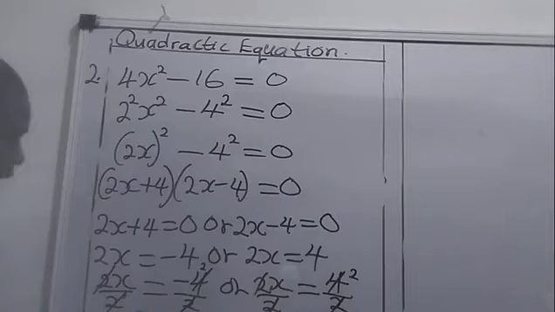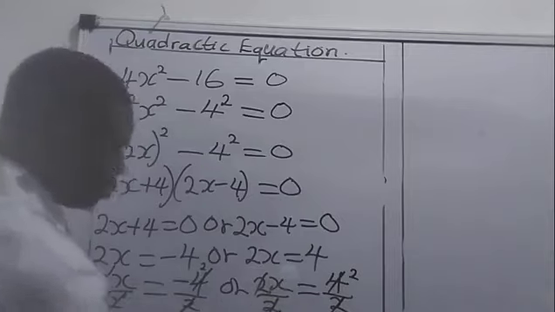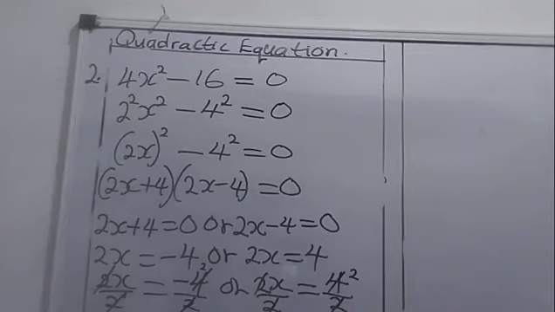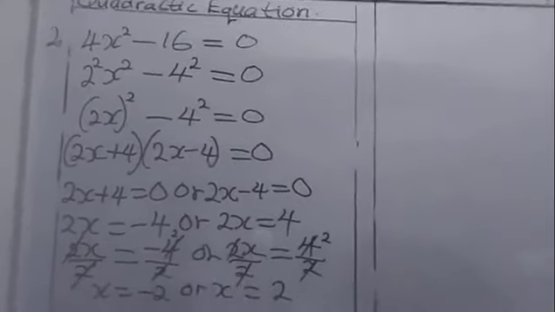So we have x is either equal to negative 2, or x is equal to 2. So these two are the values of x. Either x is equal to negative 2 or x is equal to 2.